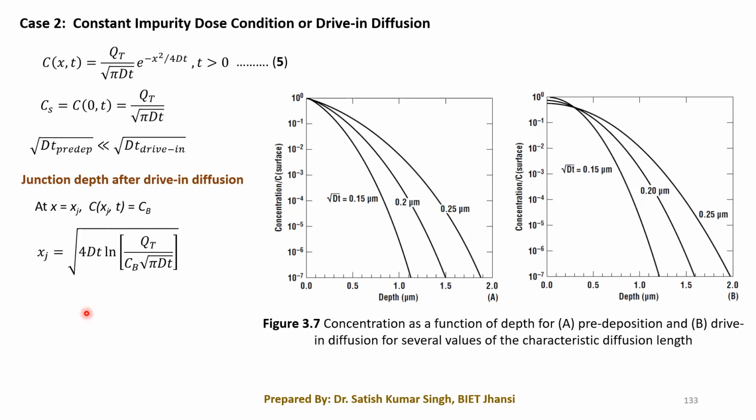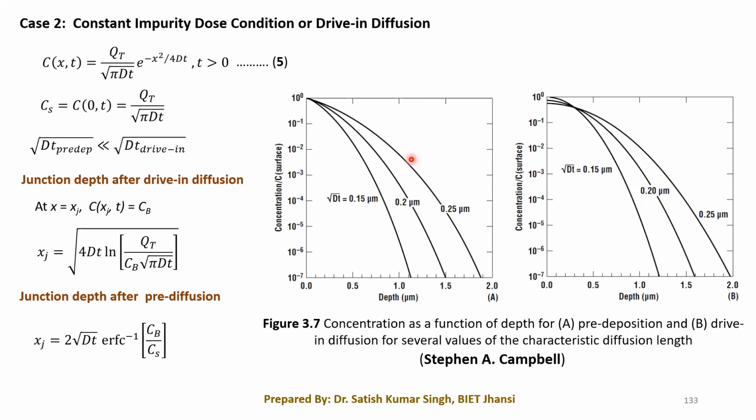Similarly, we can calculate the junction depth after the pre-deposition. After a similar exercise, xj will be equal to 2 root Dt times the inverse complementary error function of Cb upon Cs. This way we can calculate the junction depth after the pre-deposition. I hope this discussion is clear.